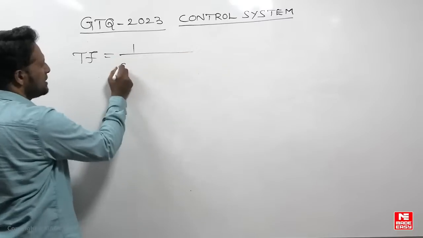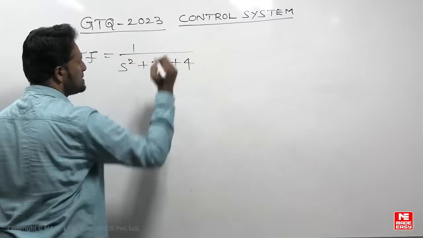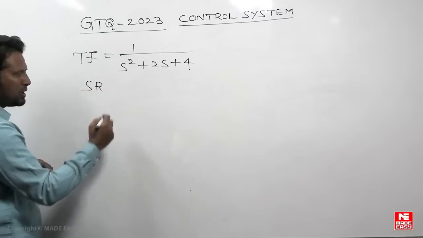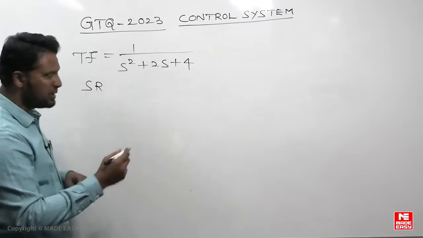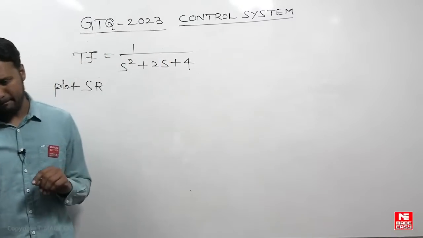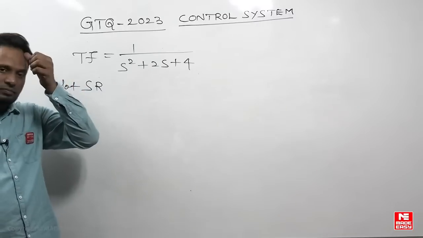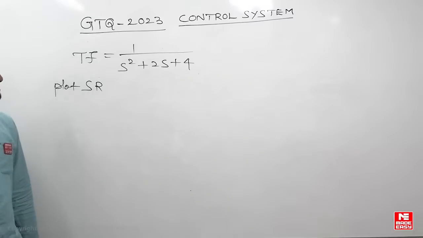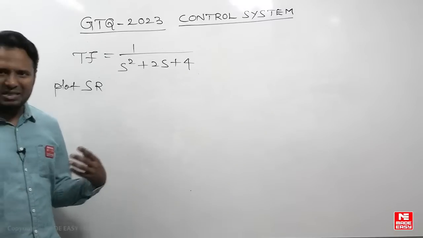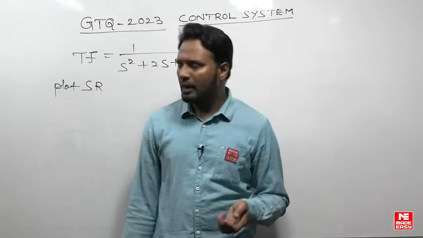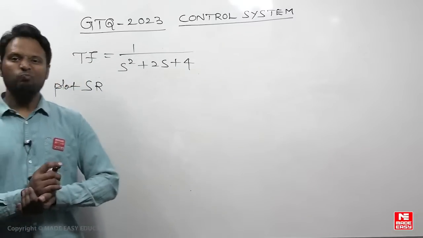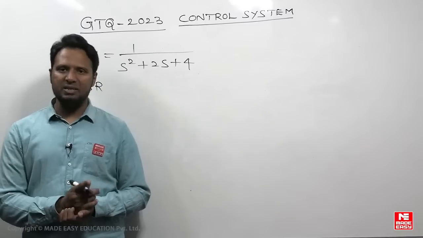Transfer function of a second order system is 1 upon s square plus 2s plus 4. The question is to obtain or plot the step response of the system. You will have four options in the exam. I'm not drawing them. Let us discuss by plotting it. The question is to plot its step response. By default, step means unit step.